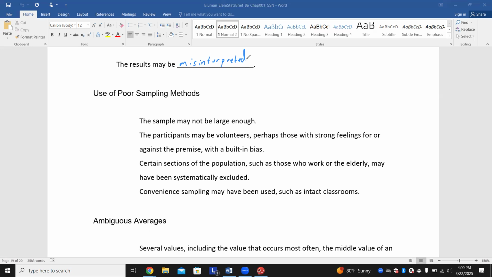And then of course, what we talked about already as well is that convenience sampling may have been used, such as intact classrooms. If I asked y'all if y'all enjoyed statistics, y'all either love it or hate it, versus someone I go ask in an English class who will definitely hate it. Or I go ask a group of mathematicians, right? They're going to love statistics, right? All about that convenience sampling there.